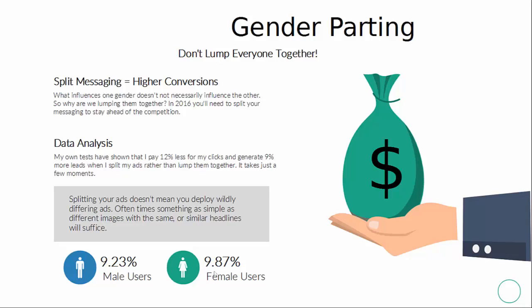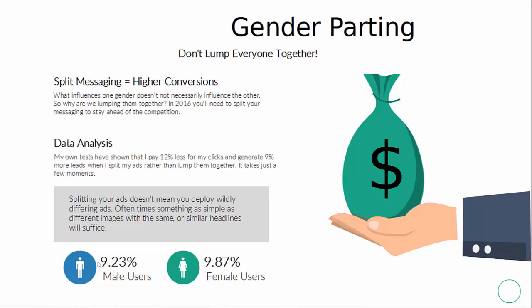9.87% females responding to my ad, but only 9.2% males. Now, if I lump them all together, my overall click-through rate that's blended together drops. And now I'm going to pay more for an ad that I could be paying less for. In some cases, substantially more, up to 40, 50, 60 cents more per click. That might not sound like a lot, but when you're generating hundreds or even thousands of clicks, it adds up, doesn't it?